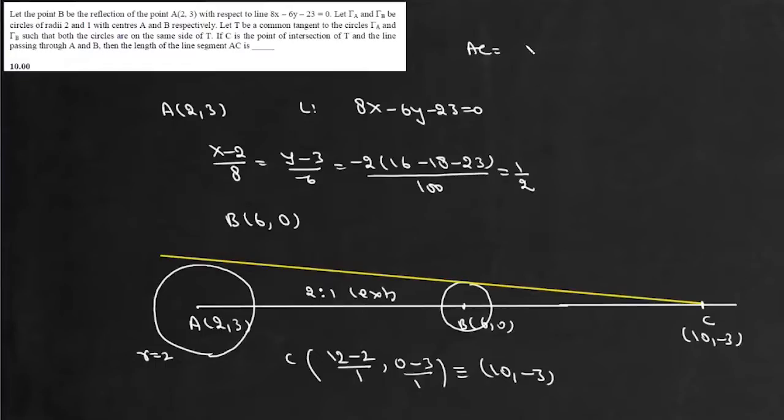So this AC will be under root of, now this is 10 minus 2, 8. So it will be this 8 square, and plus 3 minus 3 is 6. 6 square, there will be 100. So this value is 10. So length of this line segment AC is 10, and that is the answer to this question.